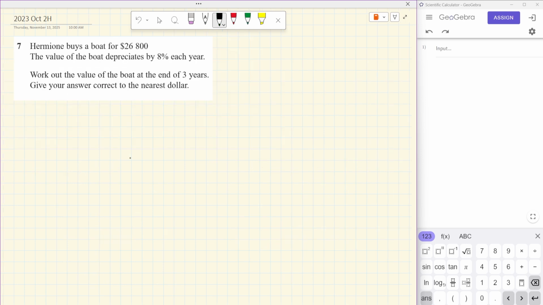Hermione buys a boat for $26,800. The value of the boat depreciates by 8% each year. Work out the value of the boat at the end of 3 years. Give your answer correct to the nearest dollar. So this is depreciation. Depreciation means percentage decrease. So we can find the new percentage, that is 100 minus 8 equals 92%. Then this as a fraction, that is 92/100. That means 0.92.